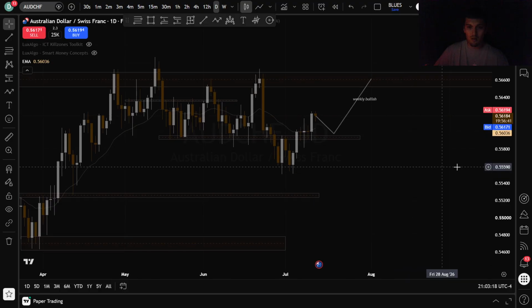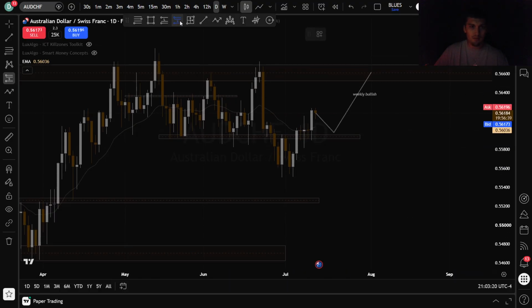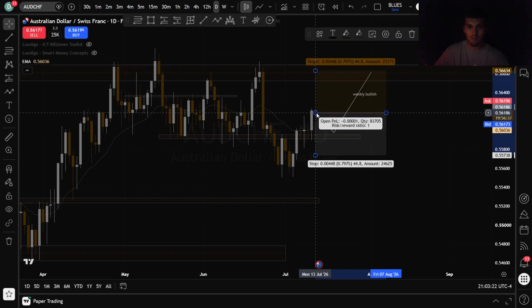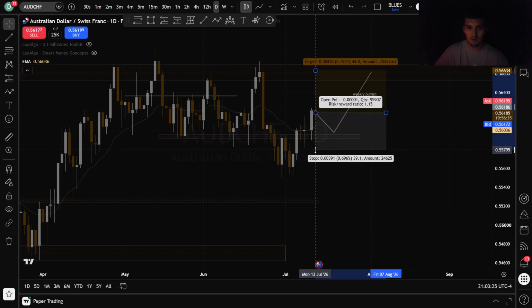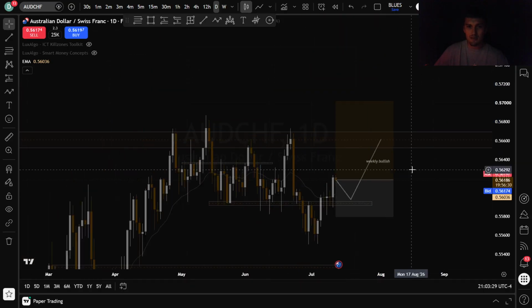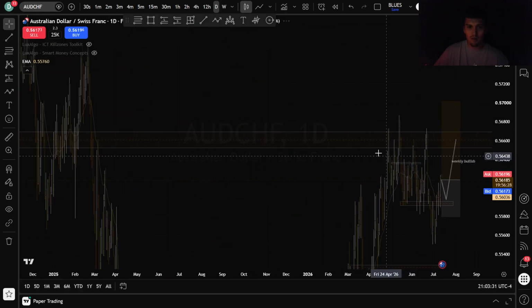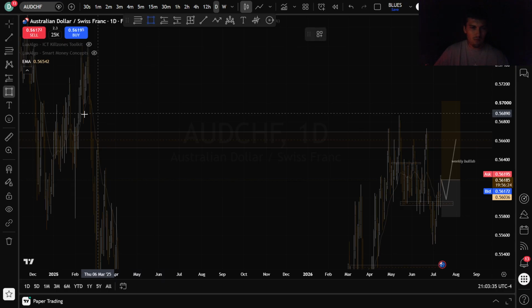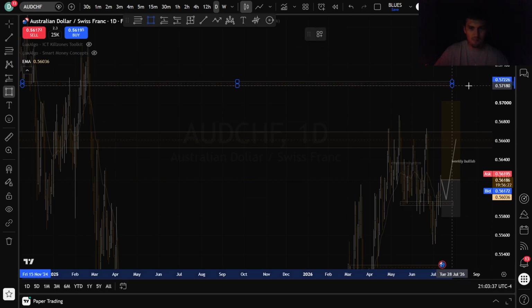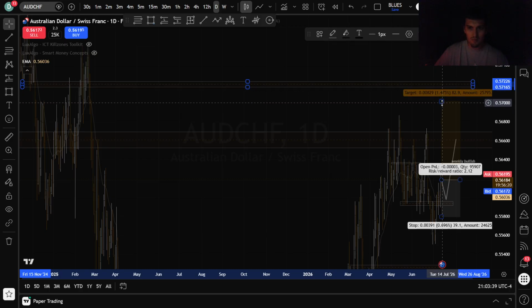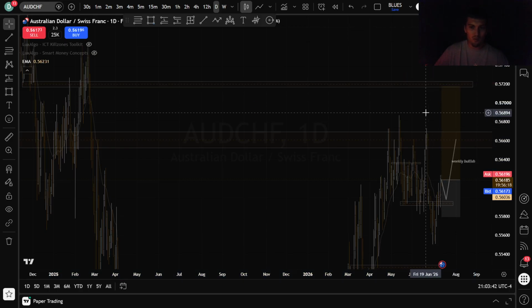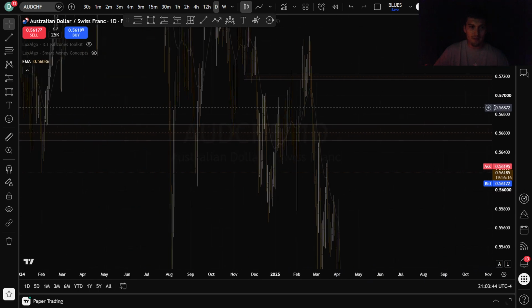So this actually looks pretty good, because if we were to enter here and put our stop loss below this swing, we would be wanting to get somewhere here, to this zone, which would be around 100 points. And I think we can do that. I seriously think we can do that.